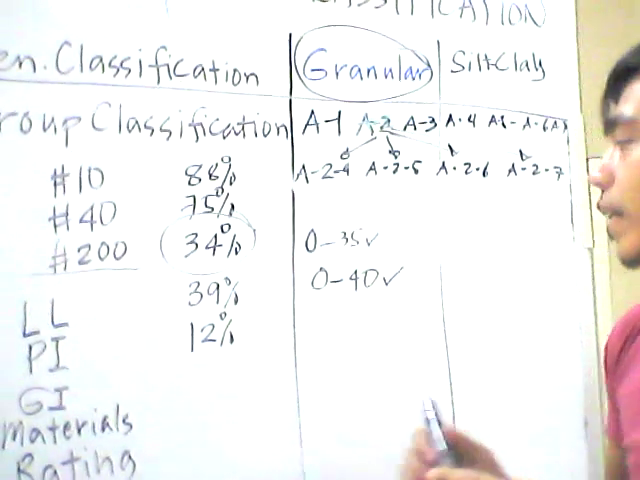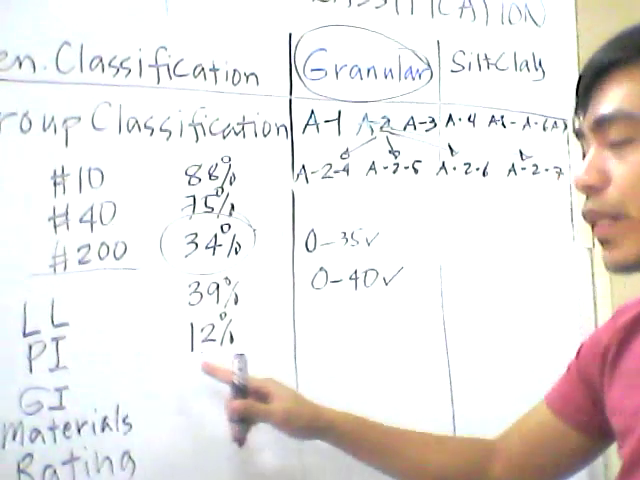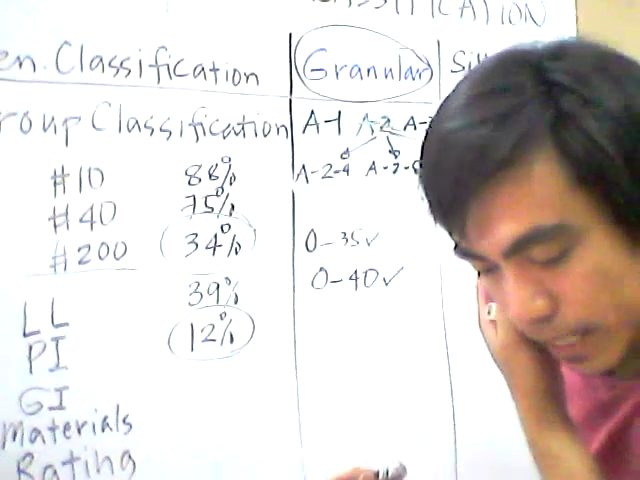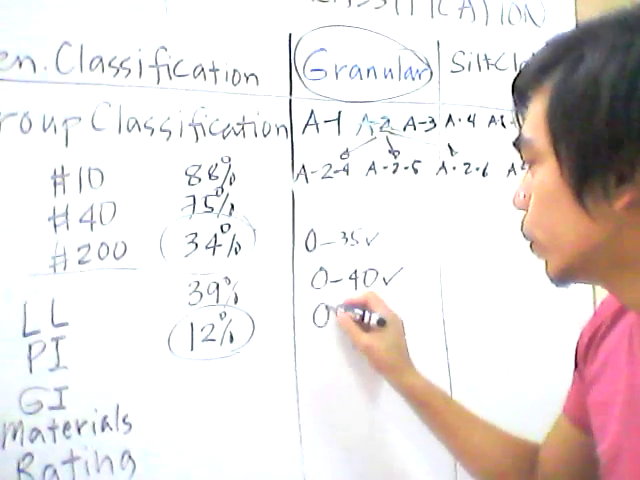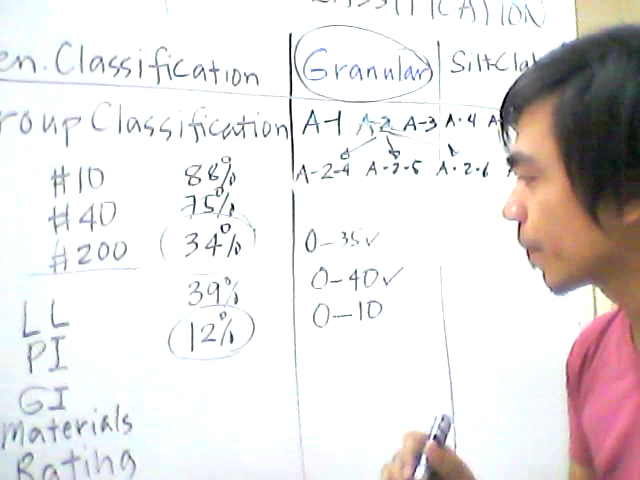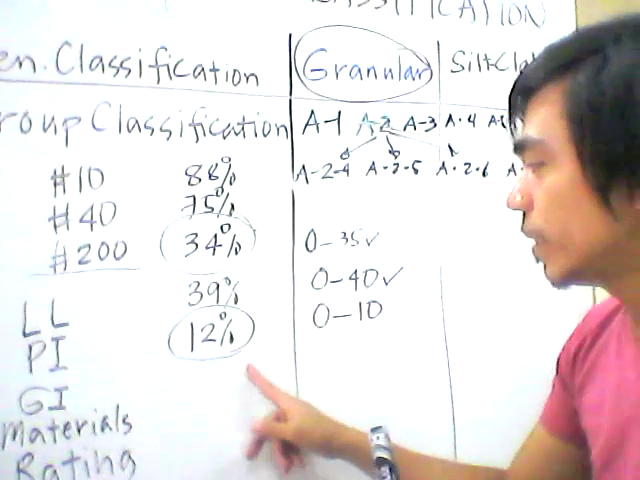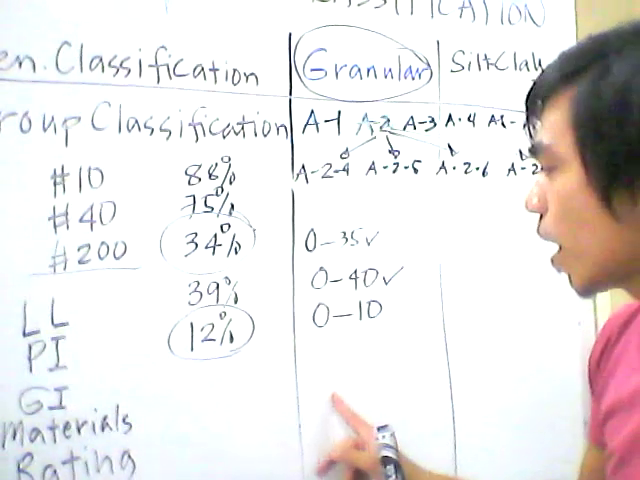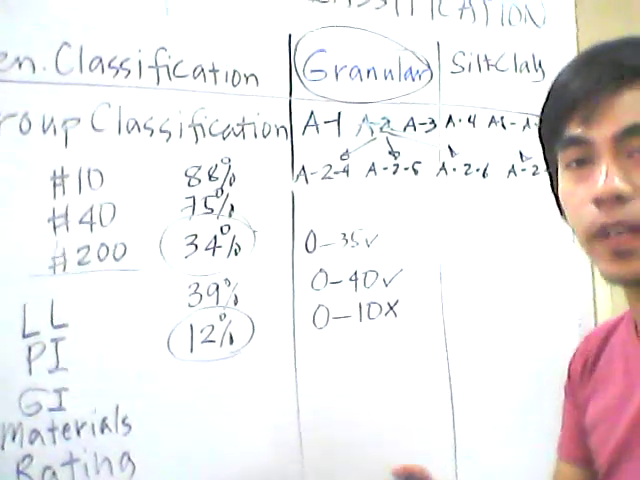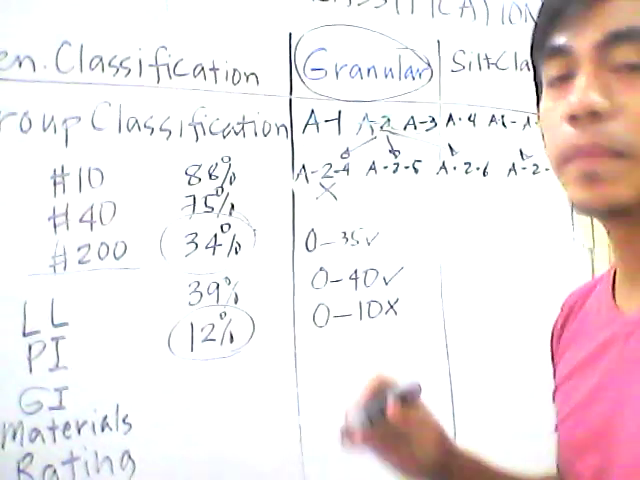Okay? Going down farther, let's check the plasticity index of our soil sample. We have 12% here. The AASHTO provides us 0 to 10. Okay? Again, from our data, the plasticity index is 12%. The AASHTO requires us to have 0 to 10. Therefore, this is not satisfied. A-2-4 is eliminated.